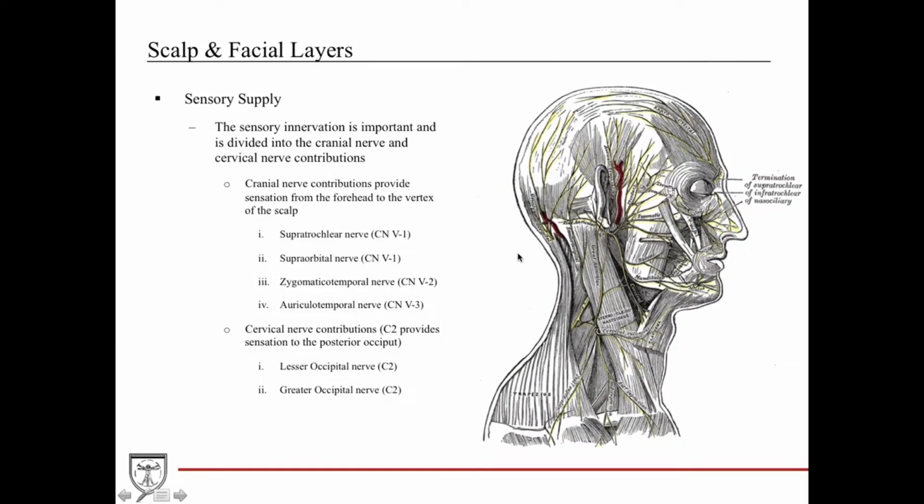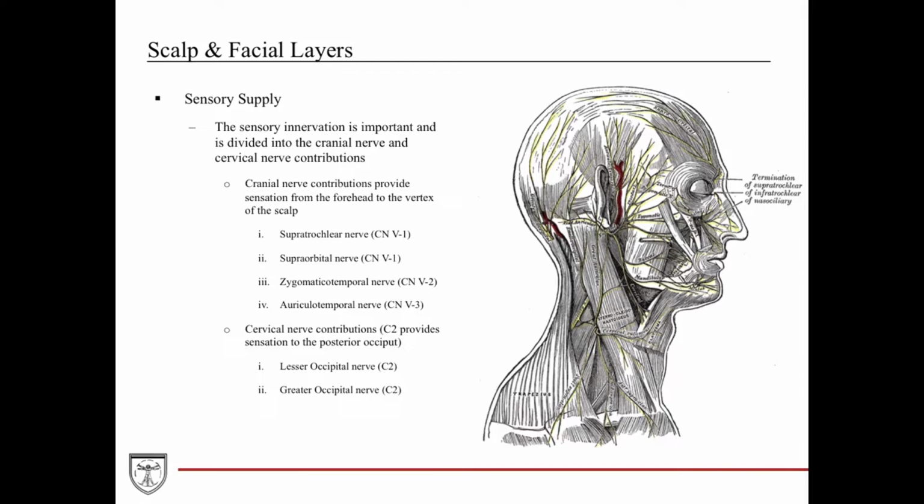So when we talk about the scalp and facial layers, we're also going to mention the sensory supply to them. Sensory innervation is important, and it's divided into the cranial nerve segments as well as the cervical nerve contributions. The cranial nerve contributions provide sensation from the forehead to the vertex of the scalp. You have your supratrochlear nerve and your supraorbital nerve, which both come off of V1. You have your zygomaticotemporal, which provides sensation to the zygomatic and temporal region via V2. And you have your auriculotemporal nerve, which comes off the mandibular nerve, CN V3.